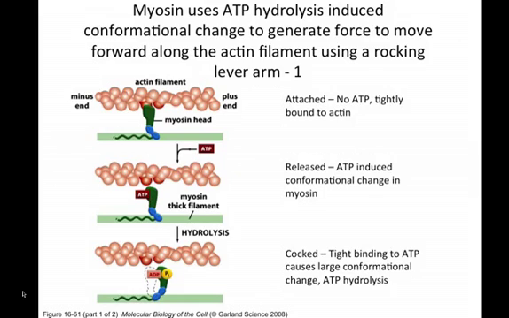Okay, myosin. So this is the actual mechanism for myosin function. So it's using ATP hydrolysis induced conformational change to generate force, to move forward along the actin filament using a rocking lever arm. So that's this lever arm. So this, see the blue? This is what's moving. See how that rocks back and forth? It's facing the left and then it's facing the right.